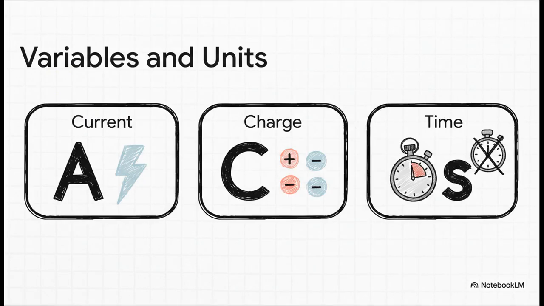Now, this is super important. Getting your units right is absolutely critical. Current is measured in amperes, or A. Charge is in coulombs, C. And for this formula to work, time must always be in seconds. That's a really common exam trap, so watch out for questions that give you minutes or hours.